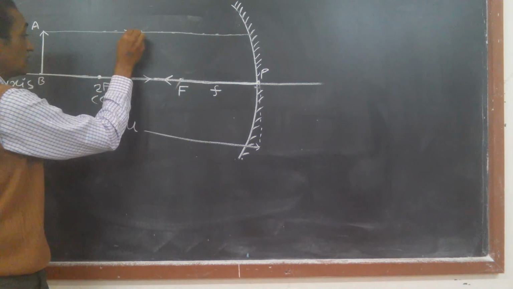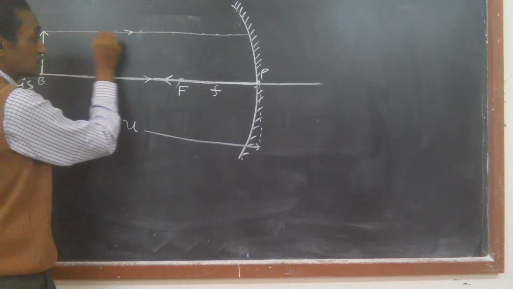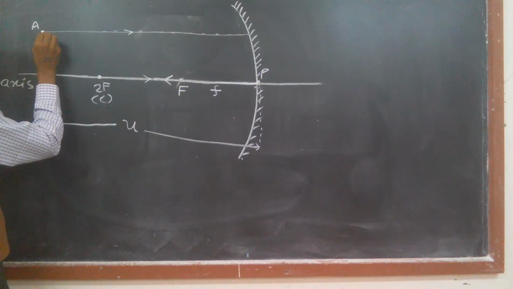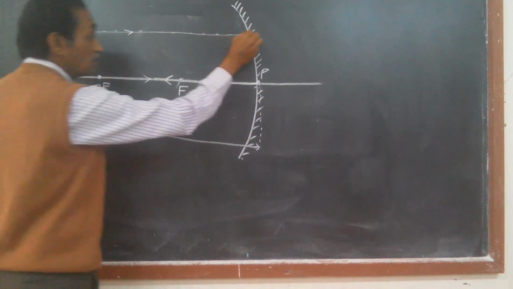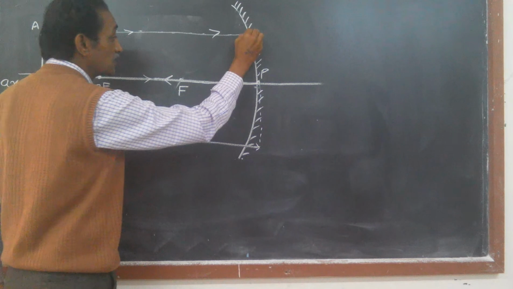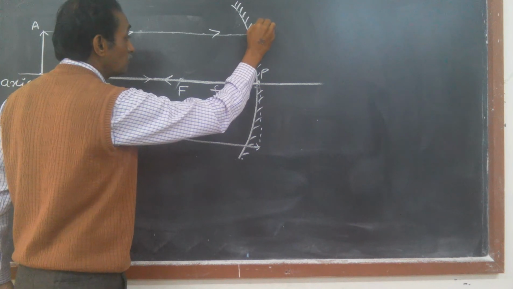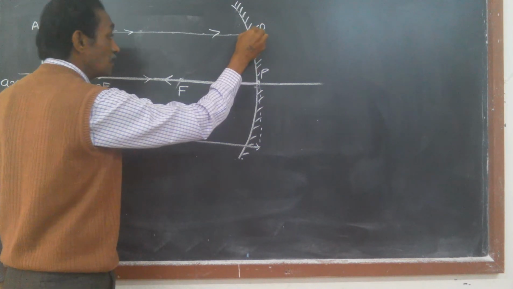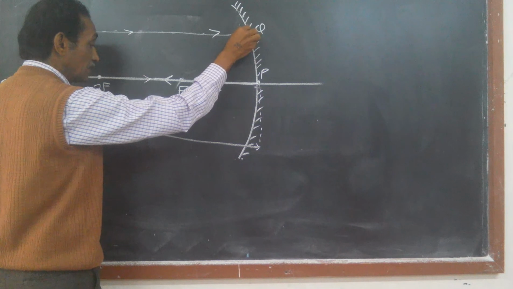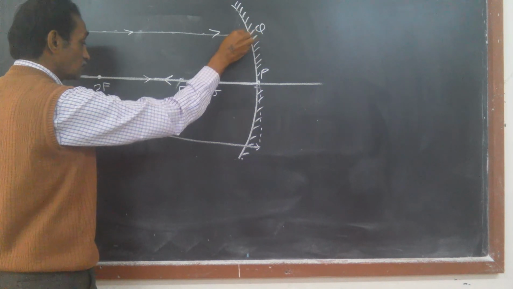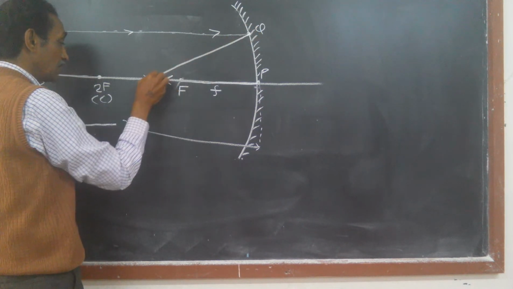And the ray which is emerging from A, the top, experiences reflection at some point Q and reflects back.